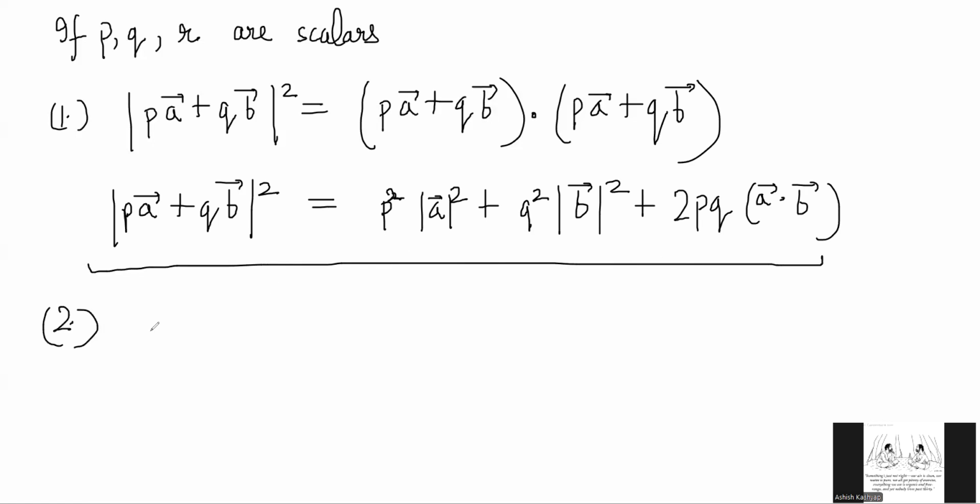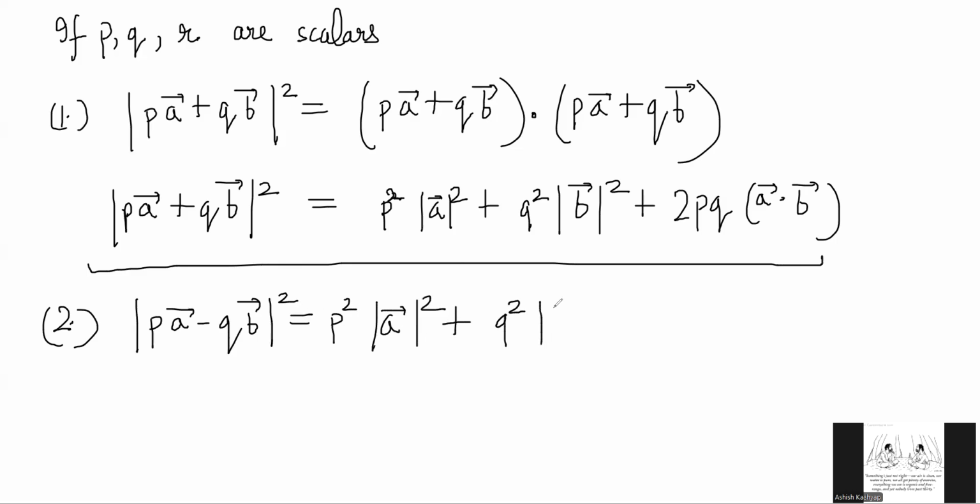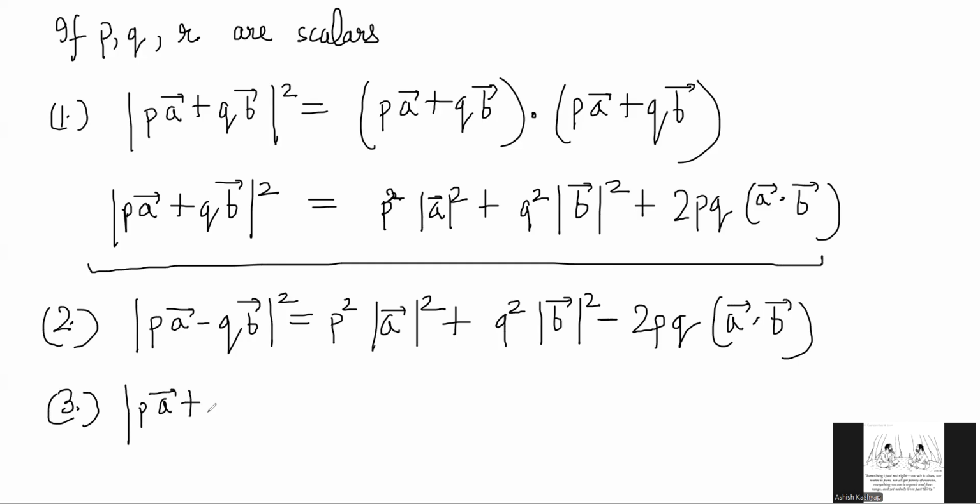Then we get similar results if you have PA minus QB mod of this square. It will become P square mod of A square plus Q square mod of B square minus 2PQ A dot B, right? Then the third one is mod of PA plus QB plus RC whole square.